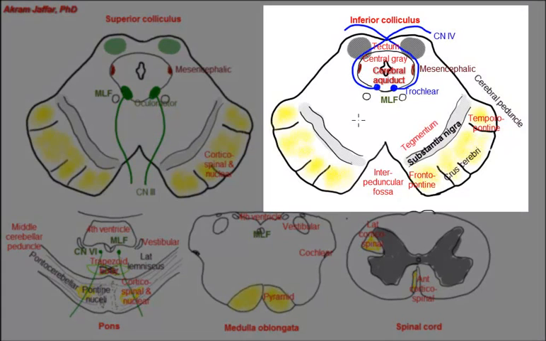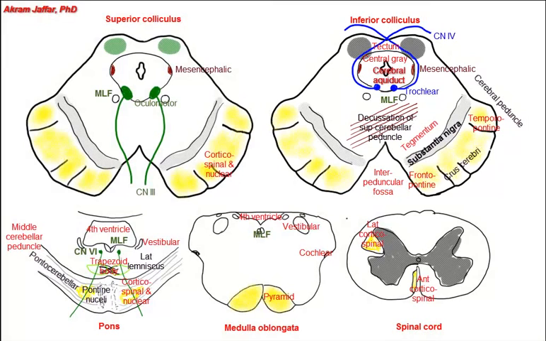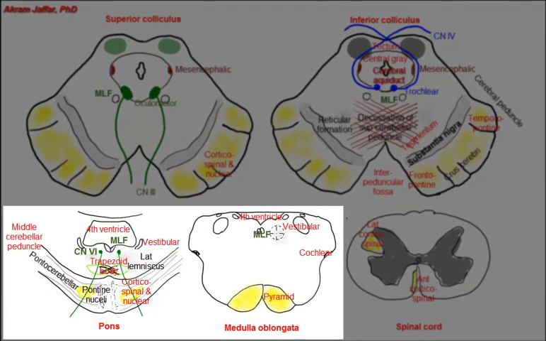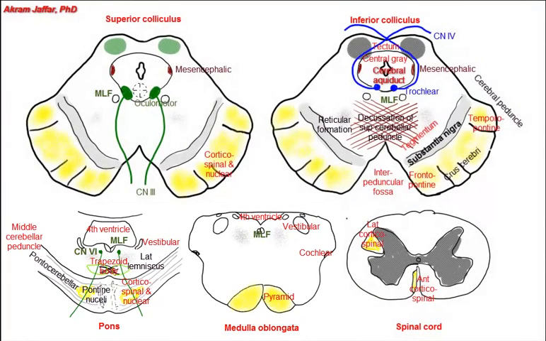The decussation of the superior cerebellar peduncles occupies the central part of the tegmentum in front of the cerebral aqueduct. The reticular formation is smaller than that of the pons or the medulla and is situated lateral to the decussation of the superior cerebellar peduncles.